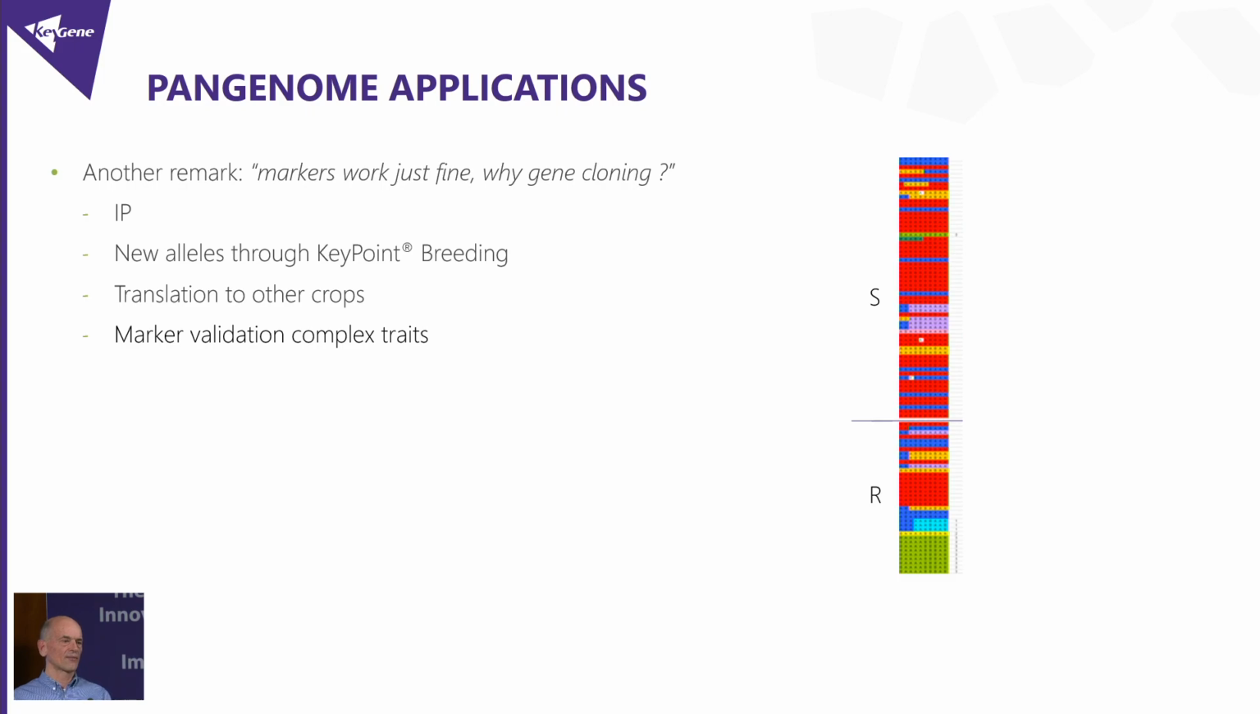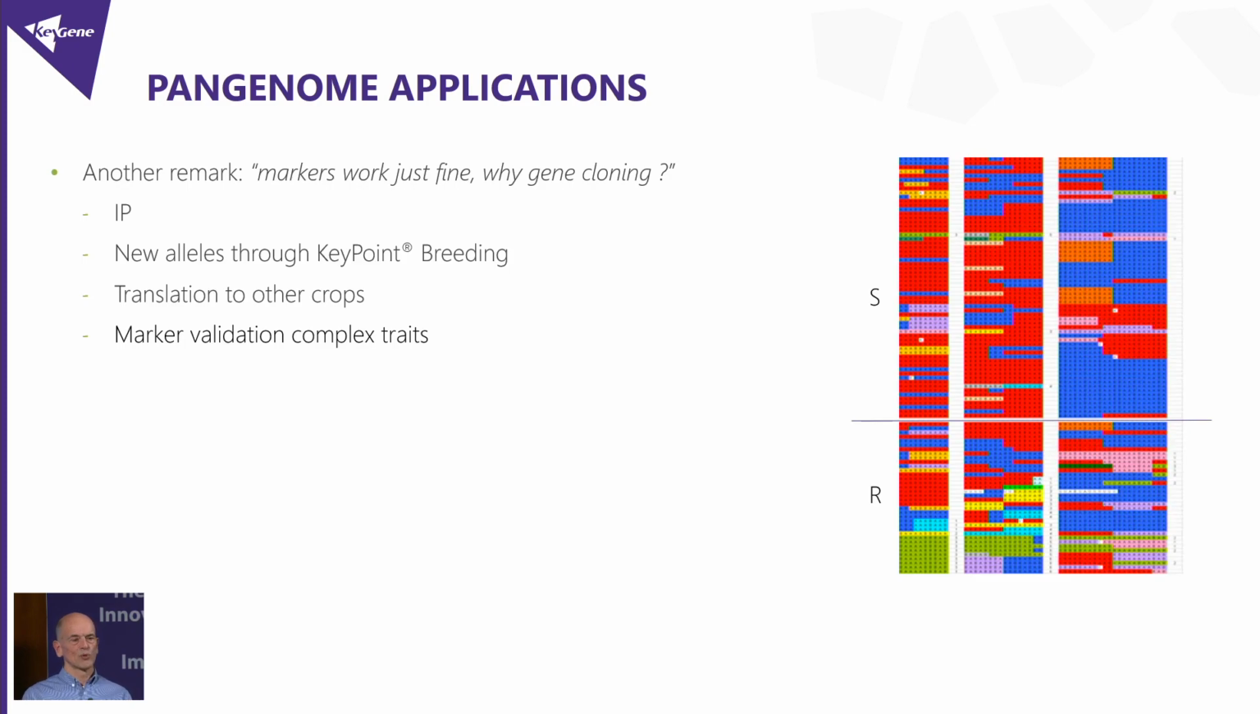And I have a graph explaining that. So typically you take a germplasm set, you screen a number of markers, and you find a picture like this. So a set of susceptible lines on the top, and a set of resistant lines on the bottom. And for instance, the green haplotype on the bottom explains your resistance in, well, let's say a third of your resistant lines.